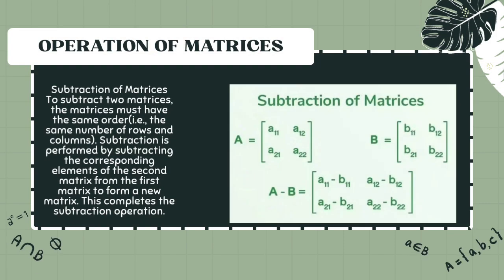Operation of matrices. Subtraction of matrices. To subtract two matrices, the matrices must have the same order, i.e., the same number of rows and columns. Subtraction is performed by subtracting the corresponding elements of the second matrix from the first matrix to form a new matrix. This completes the subtraction operation. A equals a11 a12 a21 a22, B equals b11 b12 b21 b22, A minus B equals a11 minus b11, a12 minus b12, a21 minus b21, a22 minus b22.